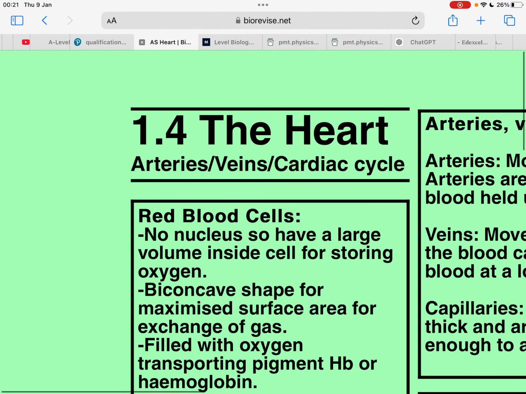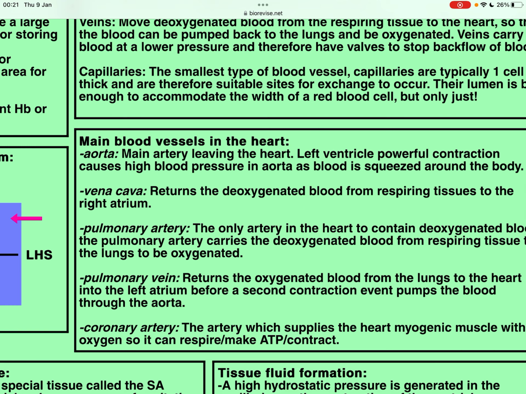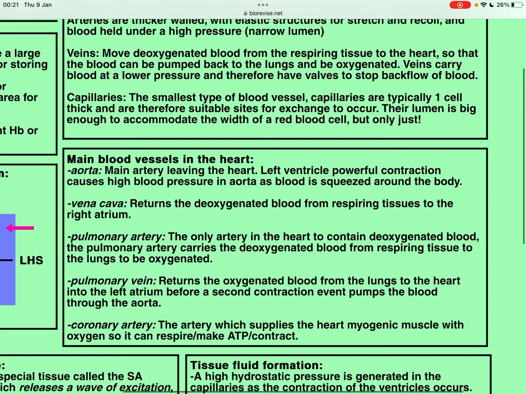Before we go to the next part, let's just go through the main blood vessels in the heart: the aorta, the vena cava, pulmonary vein, and the coronary artery. I know we've done this in the keywords, but do you know what an aorta is? It's the main artery leaving the heart. Left ventricle powerful contraction causes high blood pressure in aorta as blood is squeezed around the body.